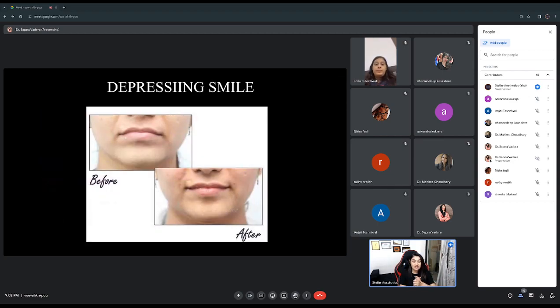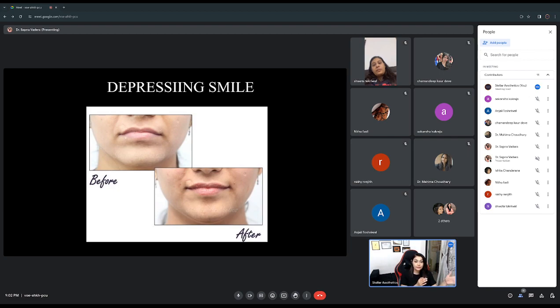Now this is one case. Most of the time, the cases of depressive smile would be very easy to understand. The patient would come with a concern where you will be able to see the smile going down, the curvature of the smile becoming upside down, or you will see volume loss. Yes, Ishita, do you want to ask anything? Okay, so you will see either of the two things.